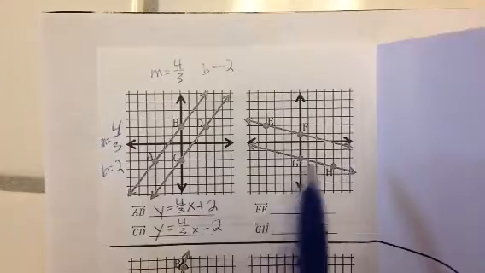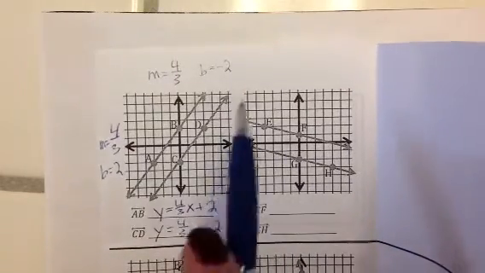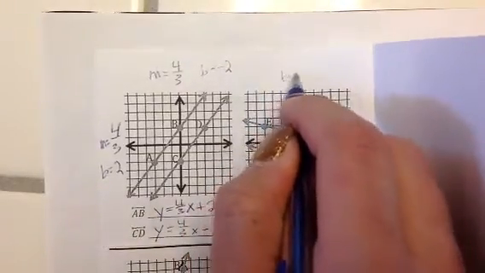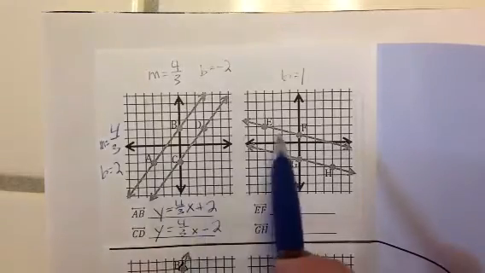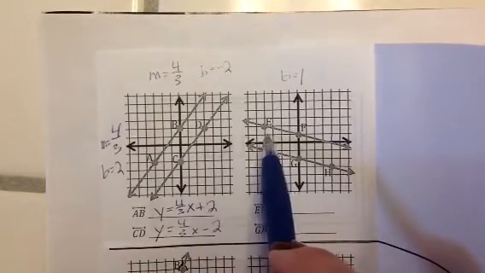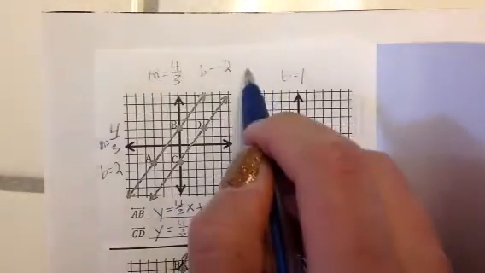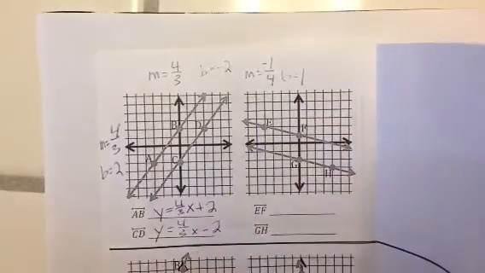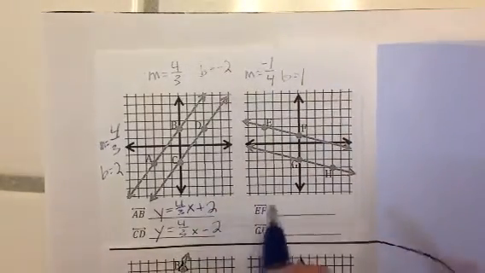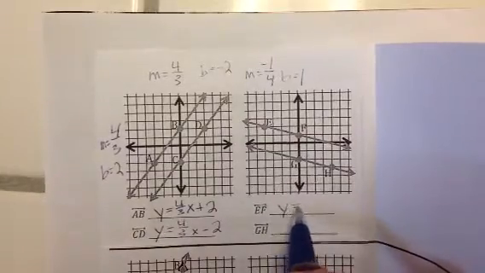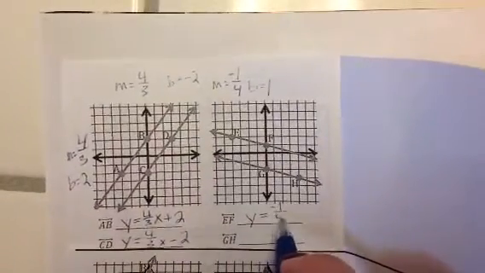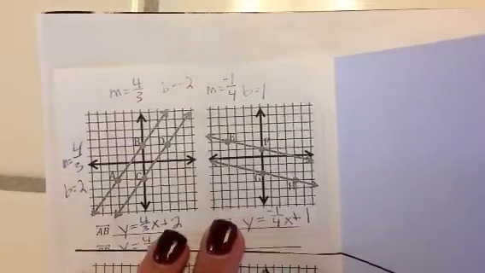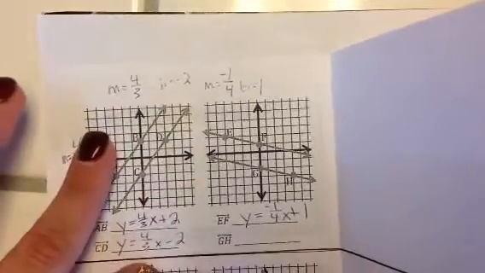Let's check on these two, EF and GH. So EF has a y-intercept of 1, so B equals 1, and it has a slope of down 1 over 1, 2, 3, 4. So its M is -1 over 4. The equation then for EF is y equals -1 over 4 x plus 1. And the equation for GH, let's try to figure that one out now.